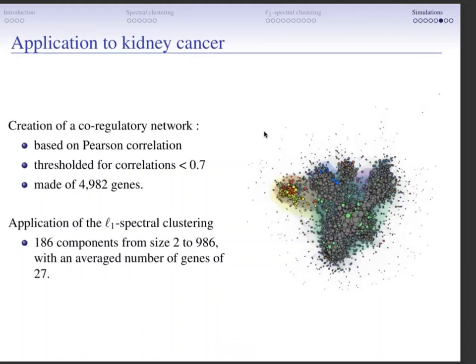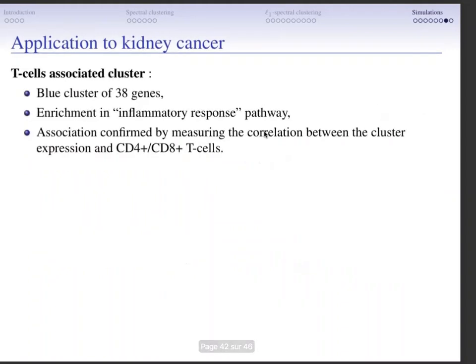And we found five very interesting components. I don't have time to explain what kind of biological analysis we could make, but I can just show you something. For example, the blue one is made of 38 genes. We Googled all these genes and we found an enrichment in inflammatory response, which could say that this cluster of genes is related in some way with inflammatory response for patients who have kidney cancer.